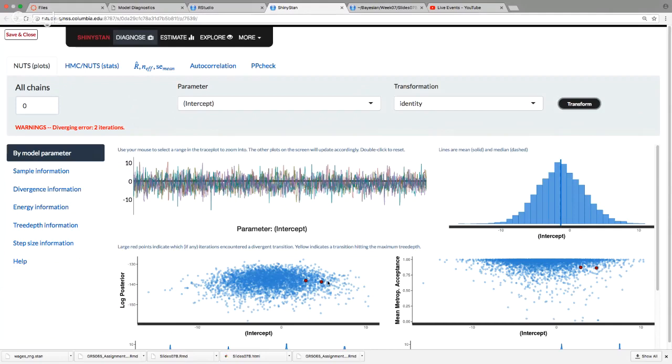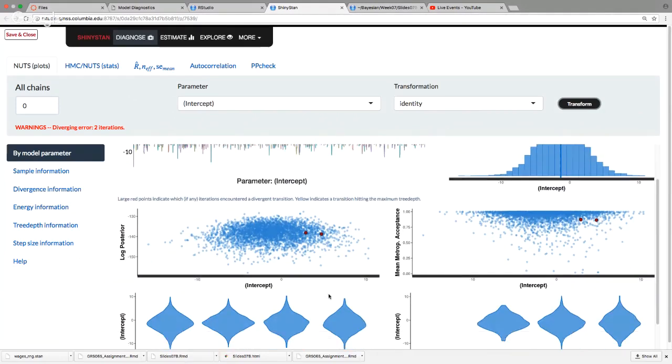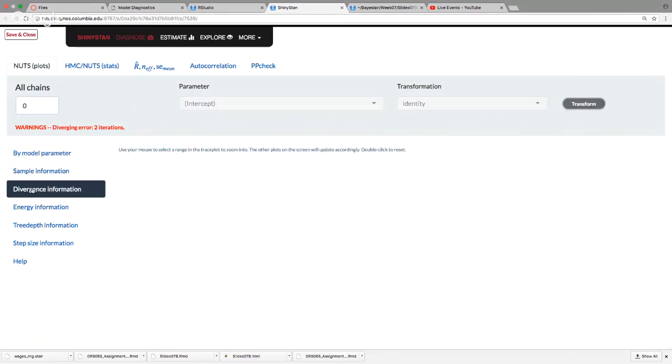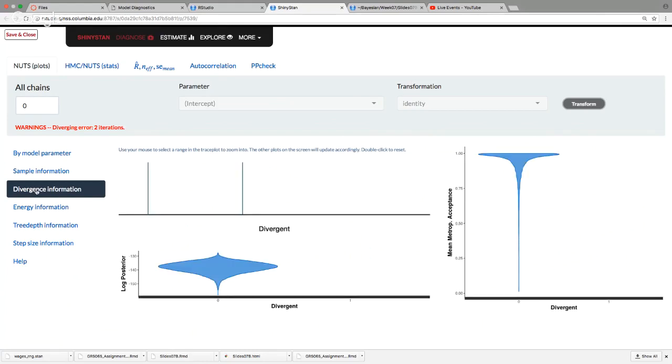There's only two, so this is really just kind of a suggestion, but it does tend to say, well, when the intercept is kind of in the right tail, Stan is having some trouble with that. If there was more than two, it'd be kind of easier to say where that is going. You can get when the divergences occurred, etc.